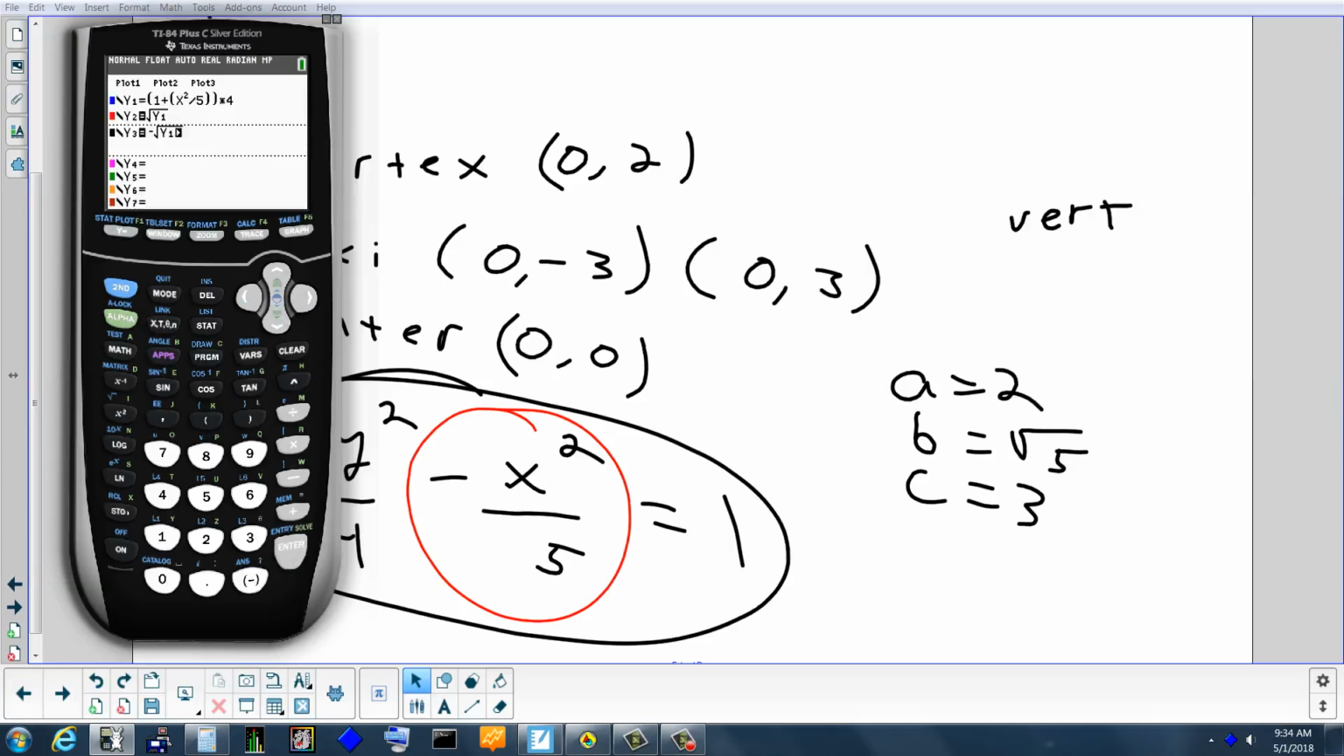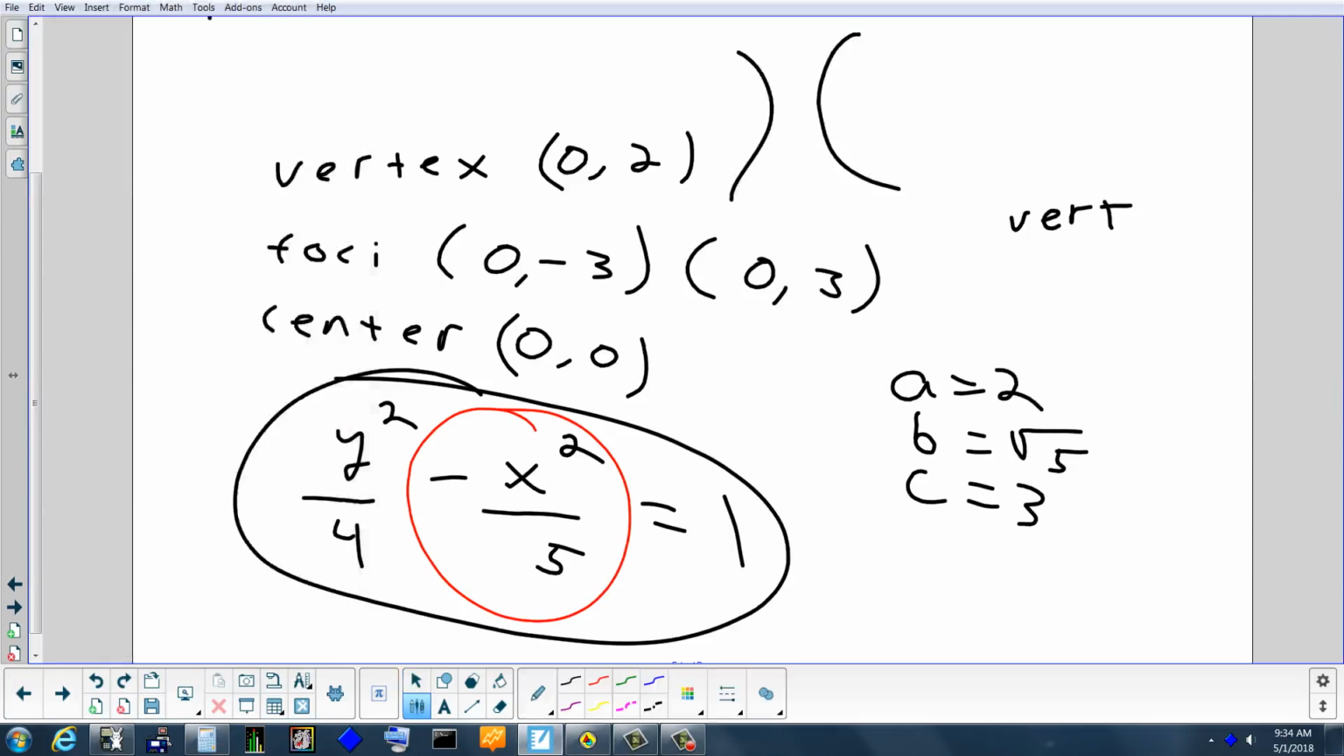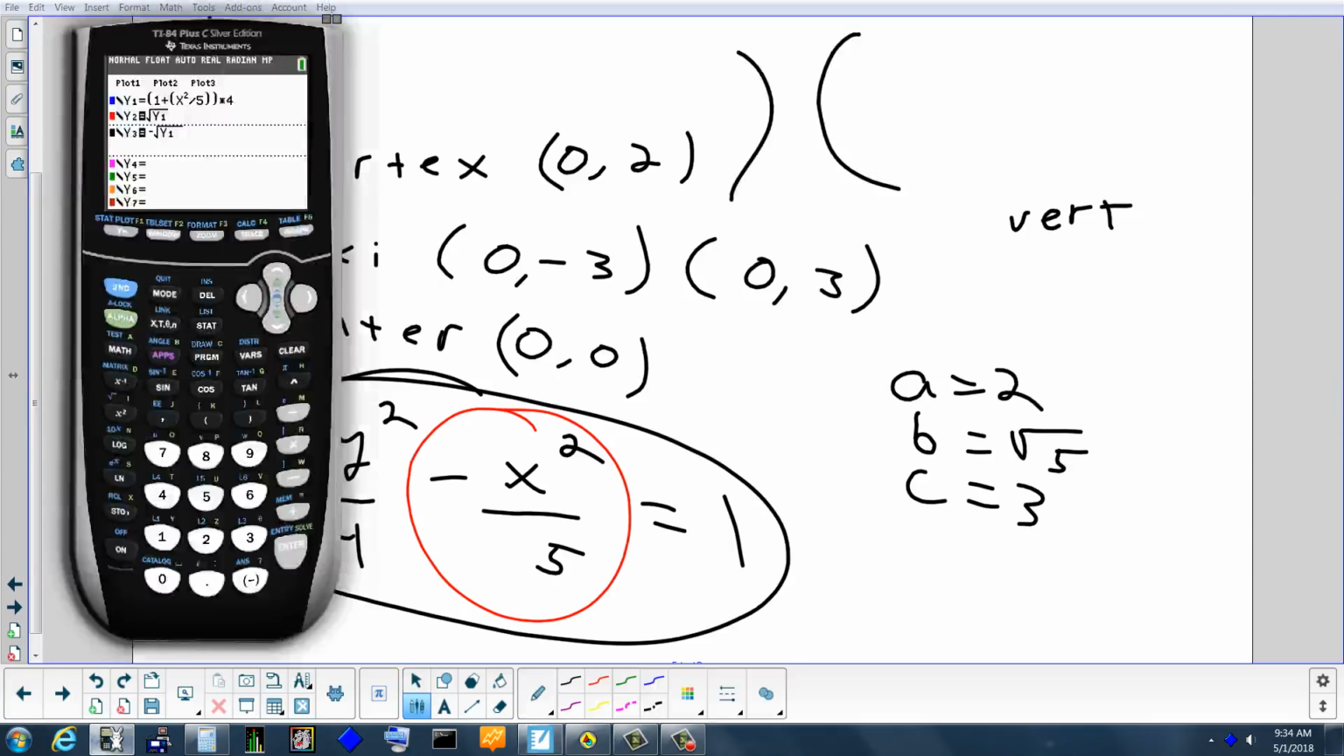Okay, so now if we graph it, this should be a hyperbola that looks something like this. Should be a vertical transverse axis. Let's do zoom 6. The center should be right at the origin. Okay, so we got a hyperbola.